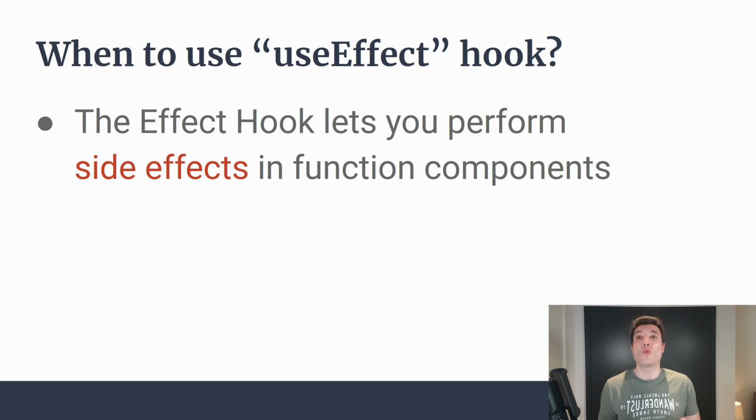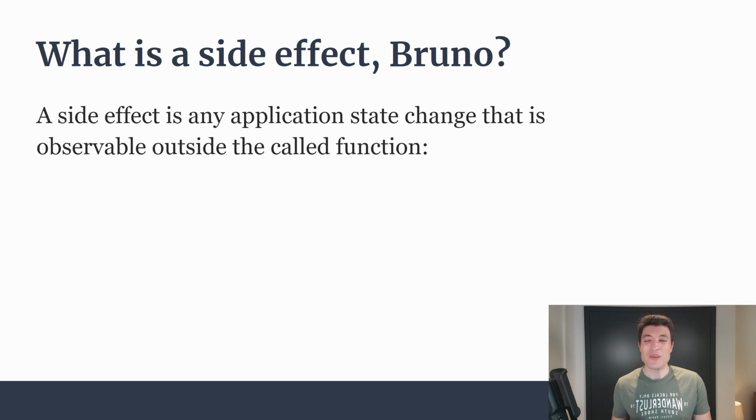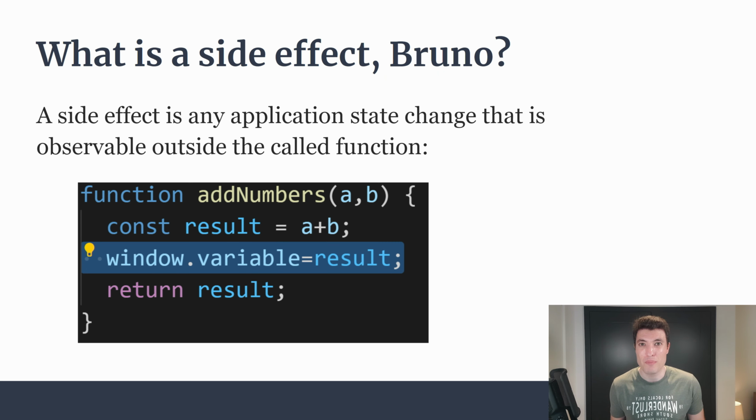But if you don't know what side effects are, you might be asking another question now. So I will try to answer you. A side effect is any application state change that is observable from outside the function you called. Probably this doesn't mean much, so let's put some code into the picture.